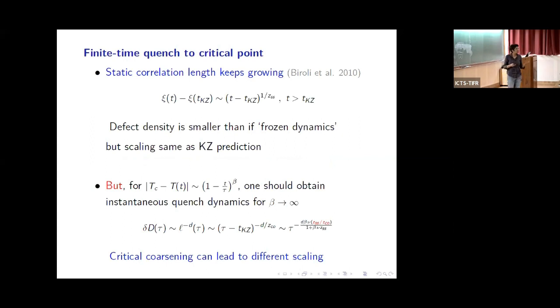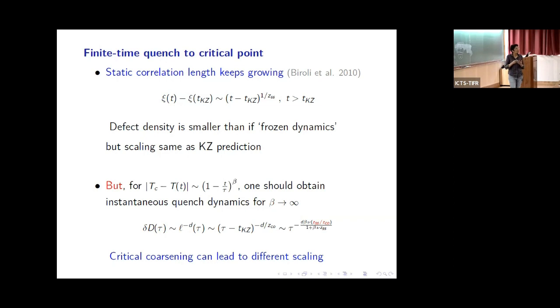Okay, so there has been some work, and let me explain what we expect and what is known. Suppose now we do this finite time quench to the critical point. Leticia and colleagues have proposed: why assume that correlation length remains constant? It keeps growing. Suppose you say that, then ξ will grow with this exponent, the correlation length exponent, in the non-equilibrium regime. So that at the end of the quench, however, you will just get (τ − t_KZ) to the power 1/zν, right? So that scaling will remain the same as you expect from the standard Kibble-Zurek argument.